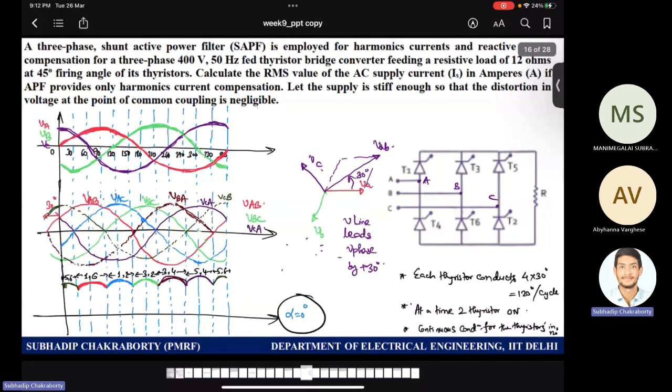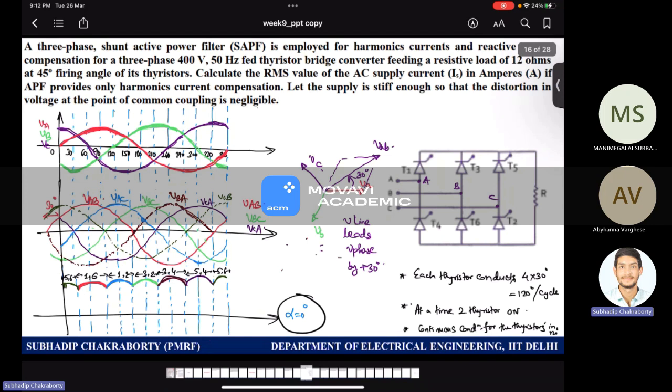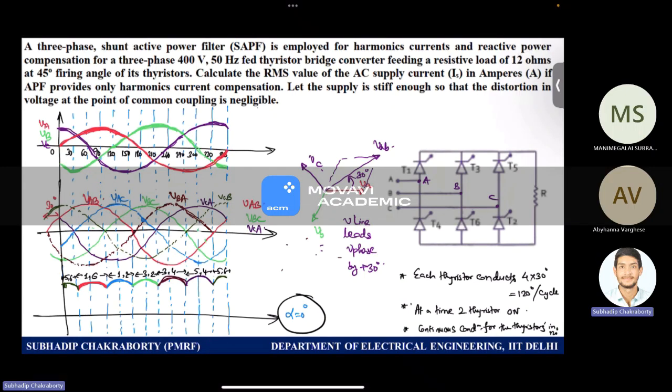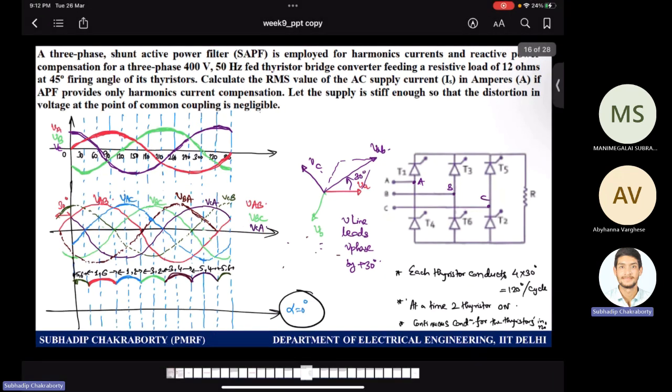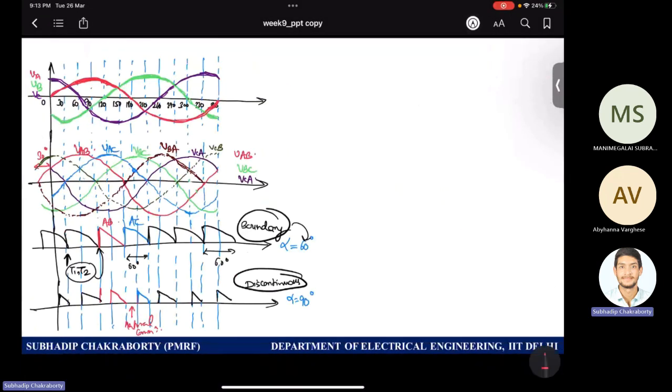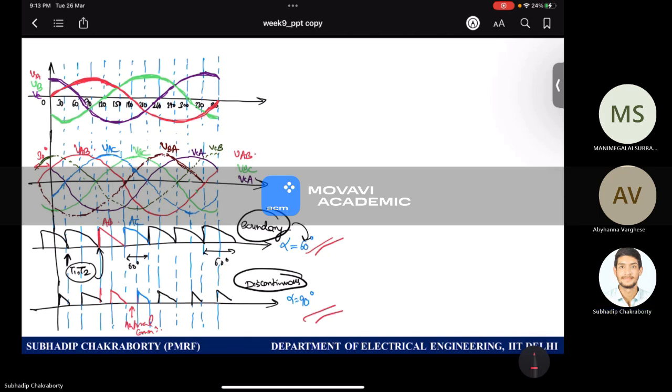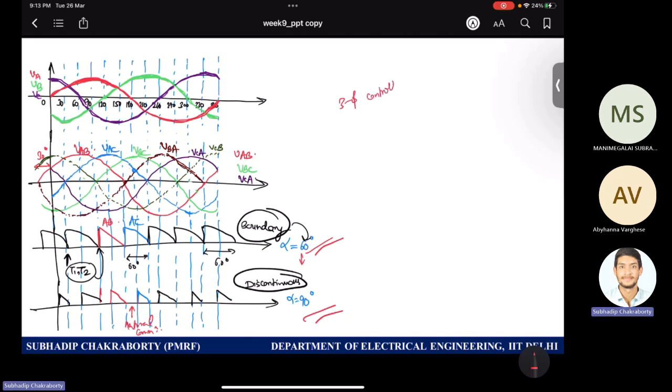In this problem, just one thing you need to know: in a three-phase system, you need to know how, with change in your firing angle, the waveform can also change. So just basic knowledge. I have also drawn the waveforms. For alpha equal to 60 degrees you are just hitting the boundary, and beyond alpha 60 degrees you are starting to hit the discontinuous zone, and slowly you are getting lesser voltages. This is for a three-phase controlled rectifier, a thyristor based rectifier.